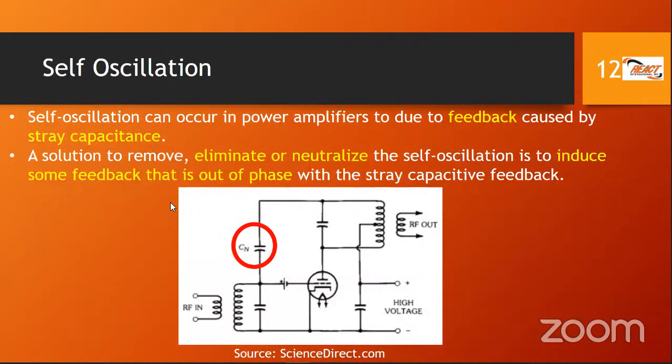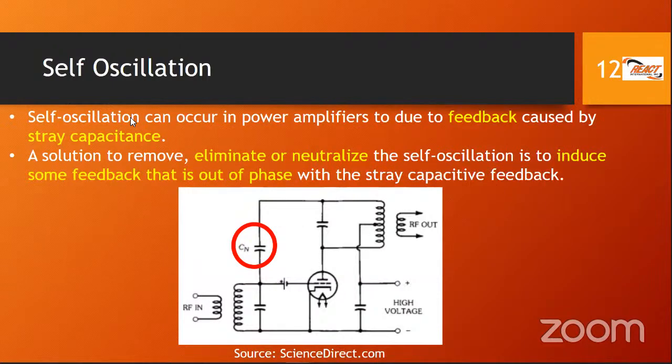So as we continue, there's another concept that we need to be aware of in circuits, especially in power amplifier circuits, and that is the concept of self-oscillation. But what is self-oscillation? It can occur in power amplifiers due to the feedback caused by stray capacitance. Remember, we said a couple of classes ago that a lot of components, a lot of circuits are not perfect in their own. So stray capacitance or parasitic capacitance or extra capacitance or unwanted capacitance can cause self-oscillation to occur.